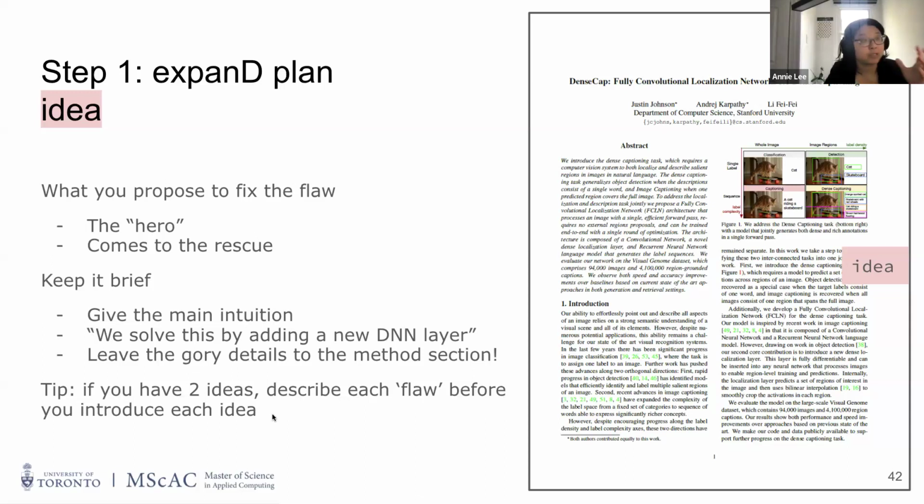You keep it brief, just the main intuition. Here they say they solve it with a fully convolutional dense layer. You don't have to go into all the details. Just give them a highlight of what your new idea is. As a tip, if you have two ideas, describe the flaw and then your idea, then the second flaw, then your idea. But usually just keep it to one to keep it simple.